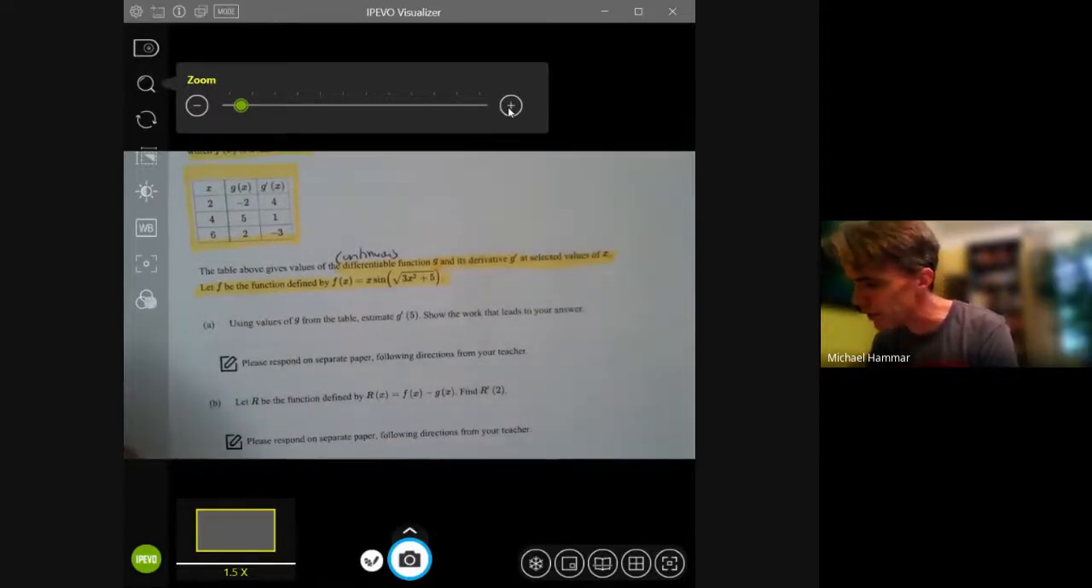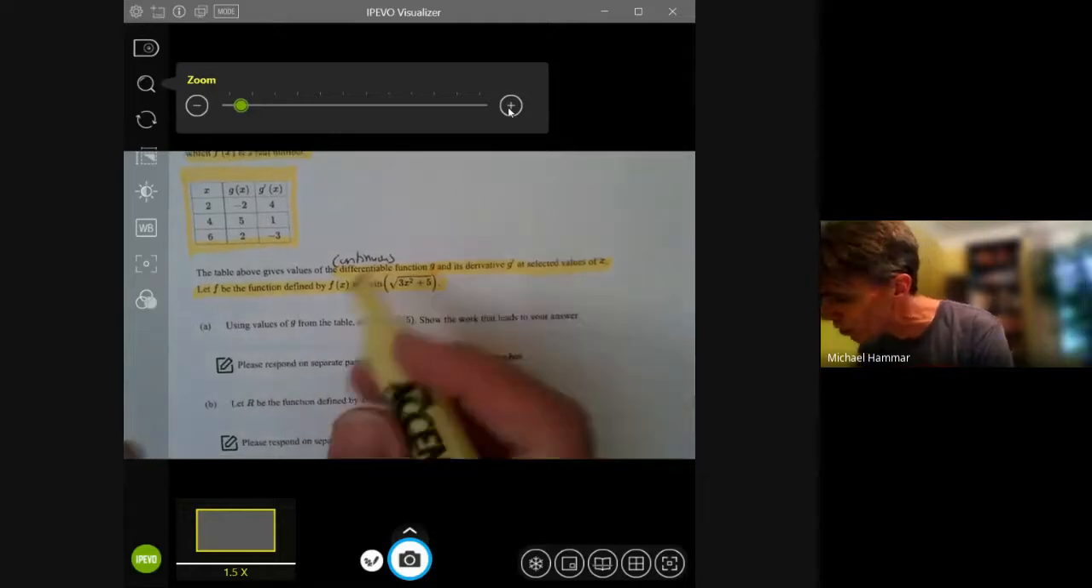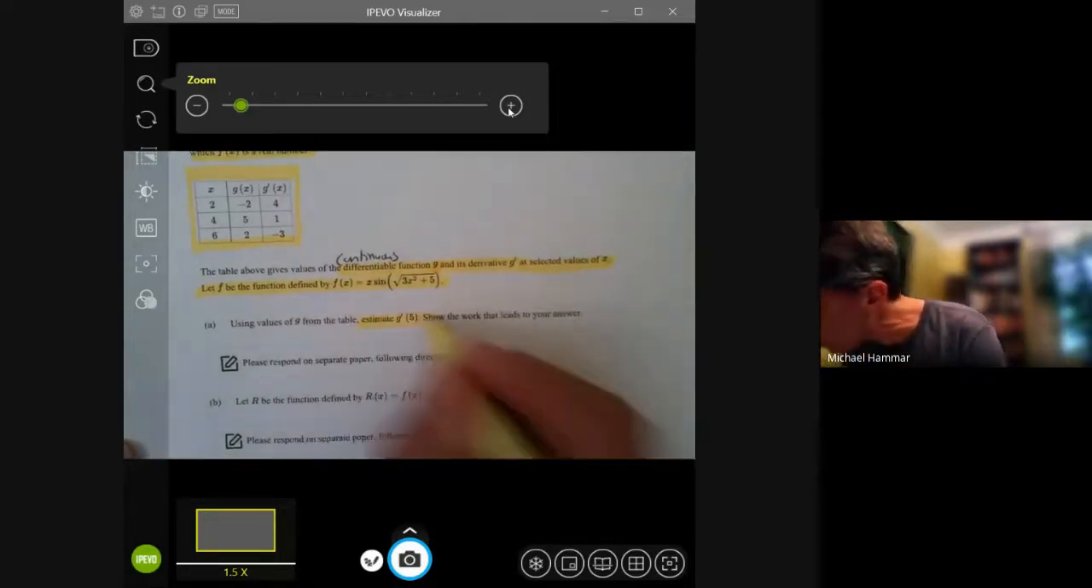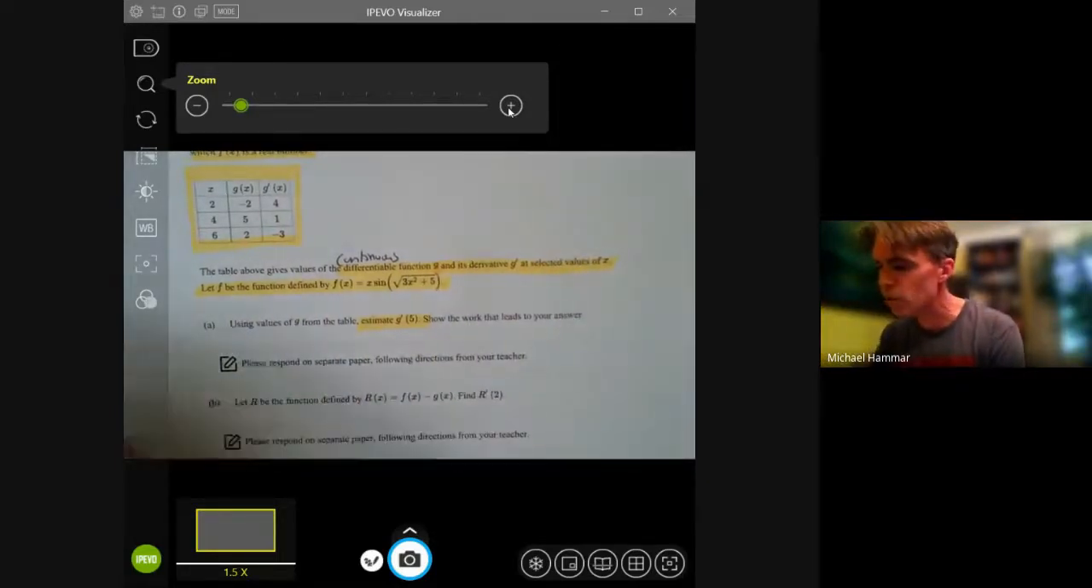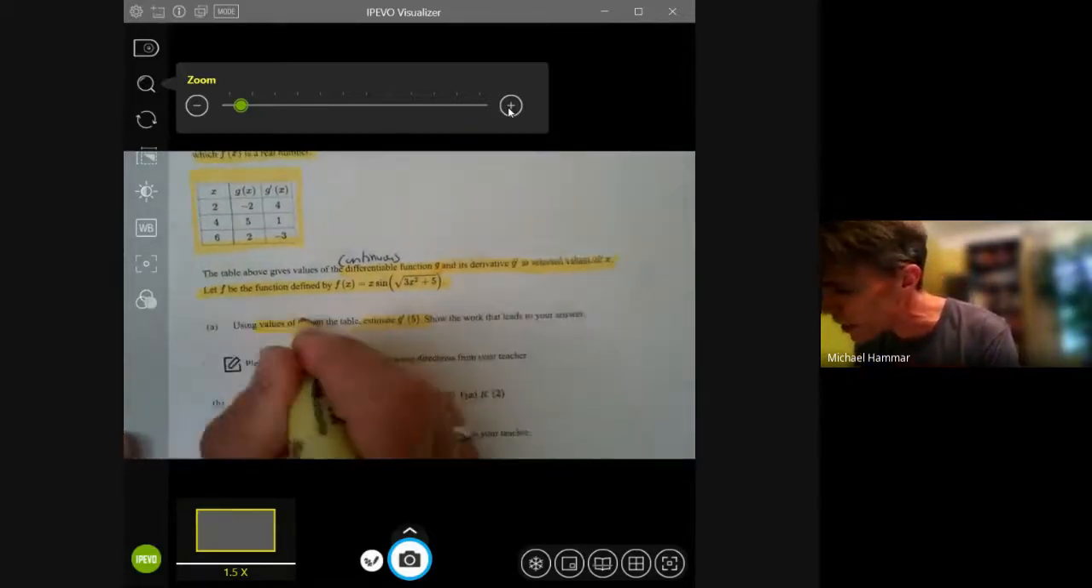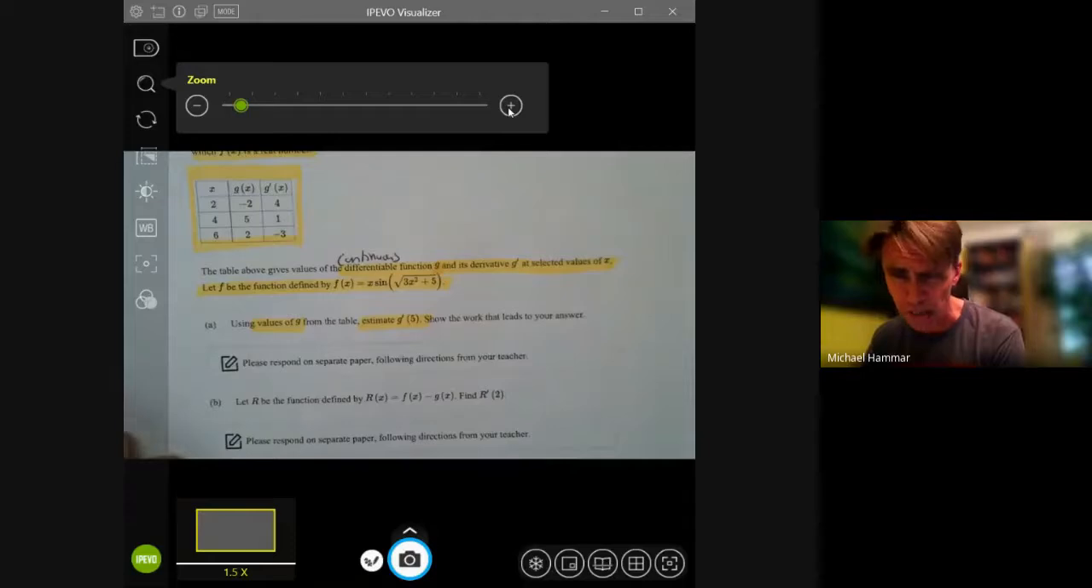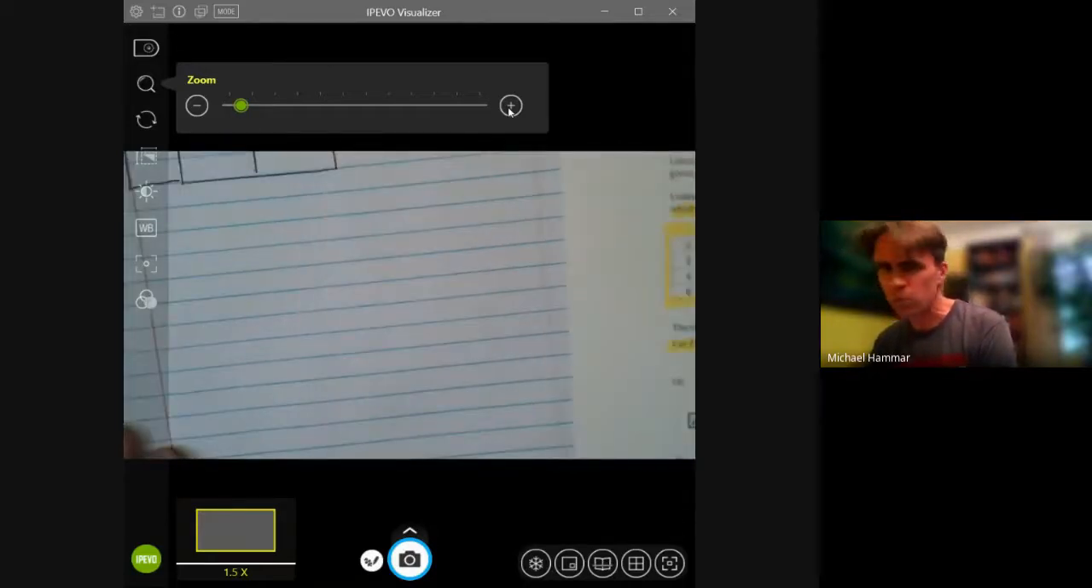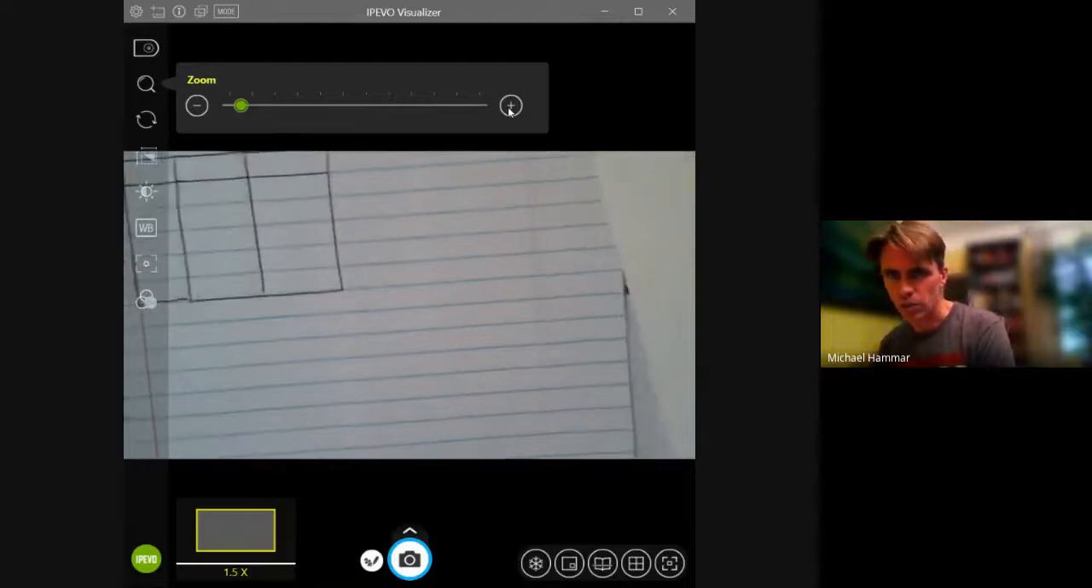So it says, using the values of g from the table, find g prime of 5. You need to remember, it even tells you using the values of g. It doesn't say using the values of g prime. It says using the values of g. So I'm going to go through and show you how to do this problem.